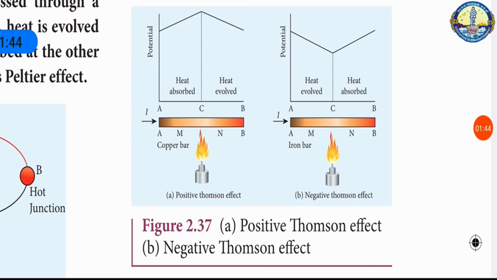Thus, heat is transferred due to current flow in the direction of the current. So, it is called the positive Thomson effect. A similar effect is observed using metals like silver, zinc and cadmium.